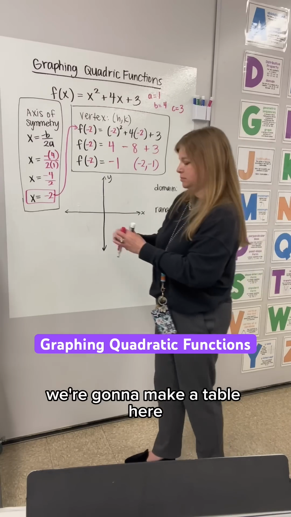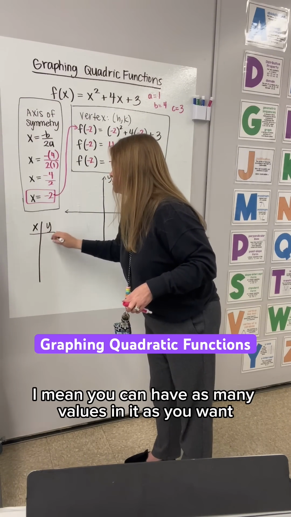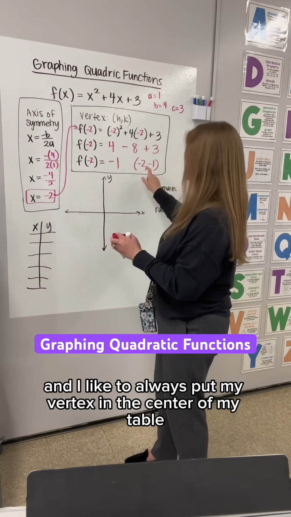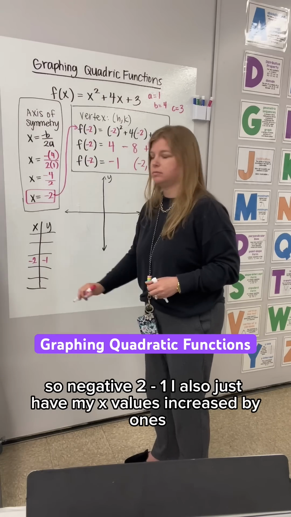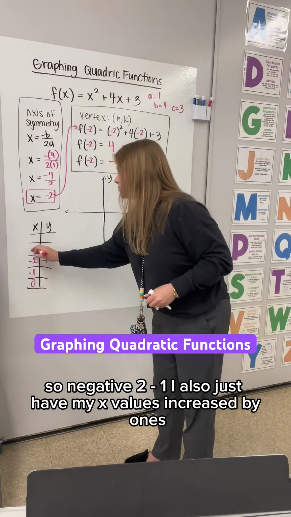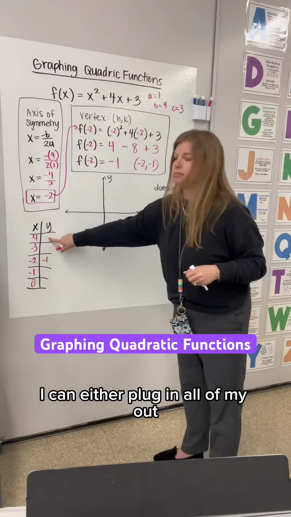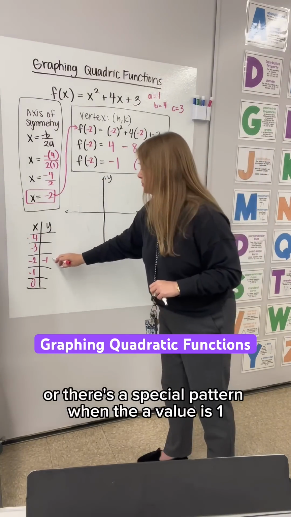We're going to make a table here, and anytime we draw a table, you can have as many values in it as you want. I like to make 5, and I like to always put my vertex in the center of my table, so negative 2, negative 1. I also just have my x values increase by 1s, and then what I'm going to do with my y's is I can either plug in all of my extra x values into the function and do exactly what I just did here, or there's a special pattern.